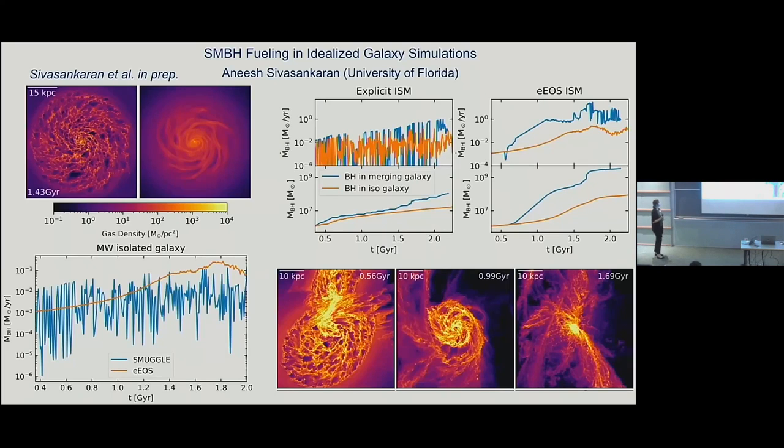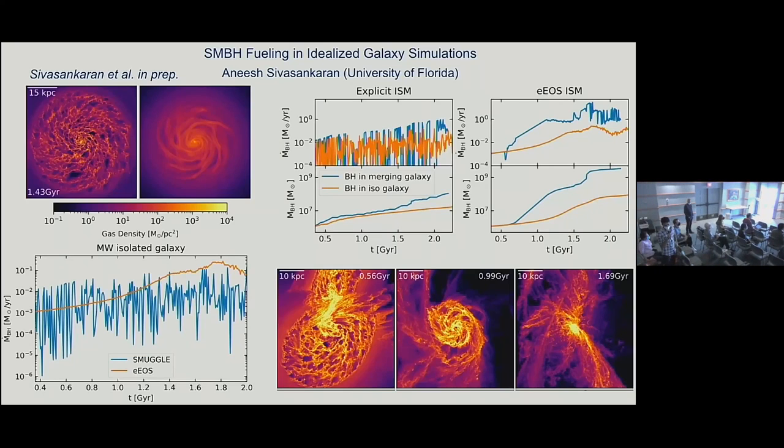Yeah, thanks. Anish here. So this is a recent study where we looked at supermassive black hole accretion in the context of galactic scale simulations. Here we used isolated and merging galaxy simulations over a few gigayear time scales, and used an ISM model which models the multi-phase structure with an explicit implementation of stellar feedback. So we have a very realistic ISM, like shown in the top left plot.